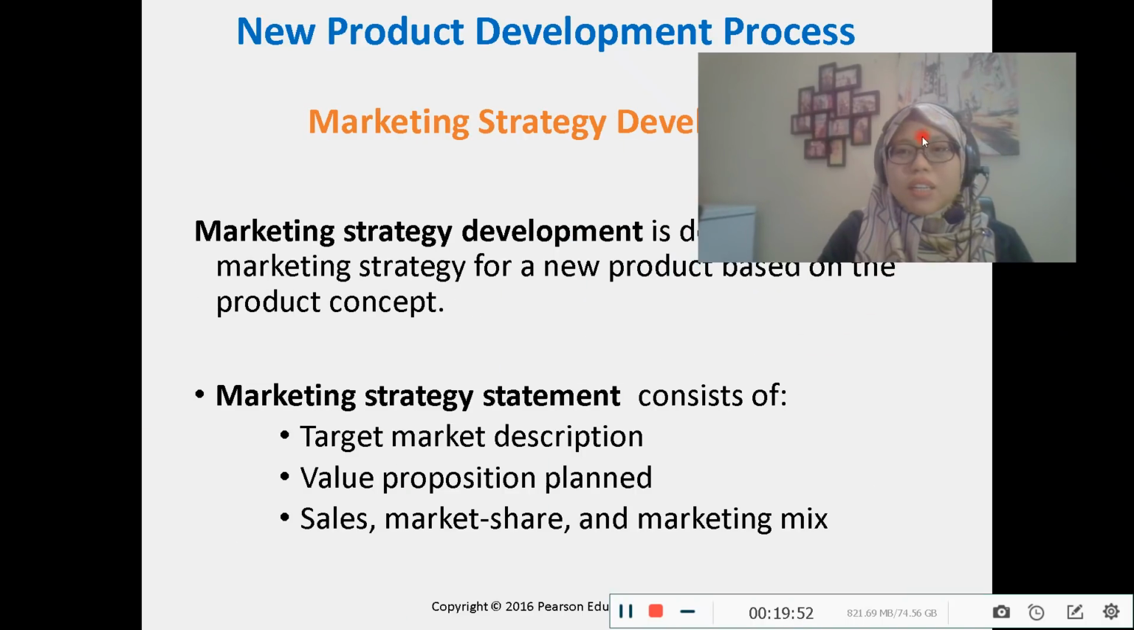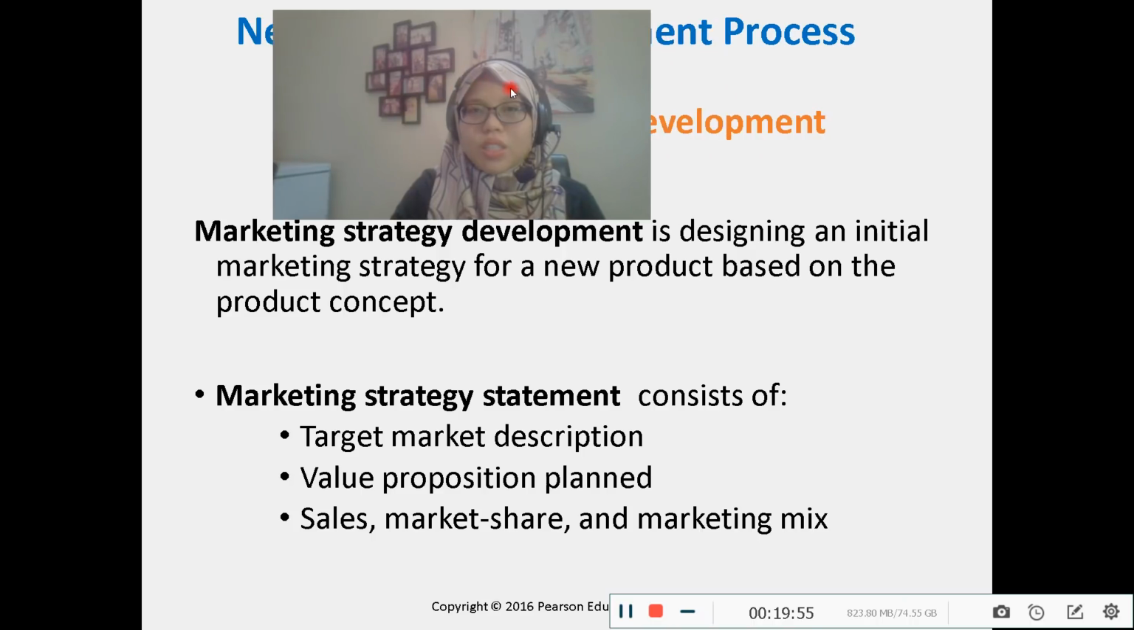Okay, so ini saya pula tak tahu nak duduk mana. Mana saya nak duduk? Okay, saya duduk sini lah, tengah-tengah.